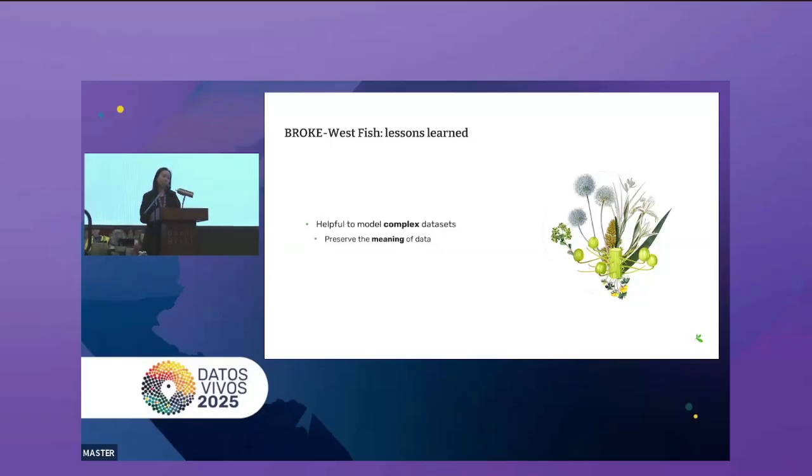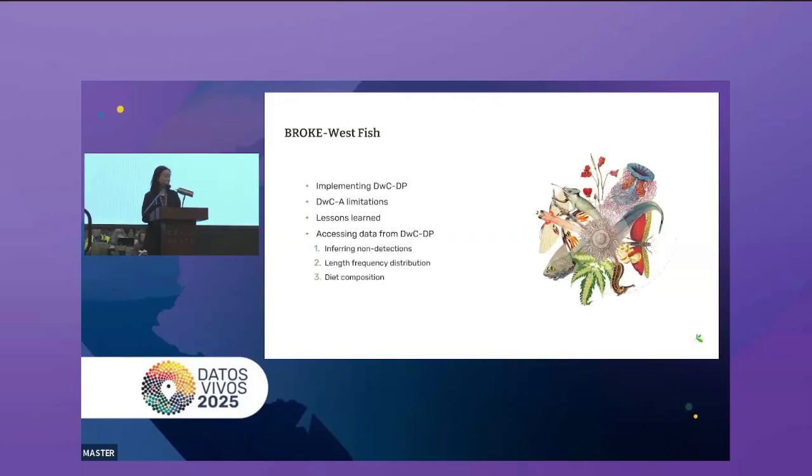And we think the Darwin Core Data Package is extremely helpful to model complex data sets because it preserves the structure of the data represented closer to the reality and preserves the meaning of the identifiers as well.